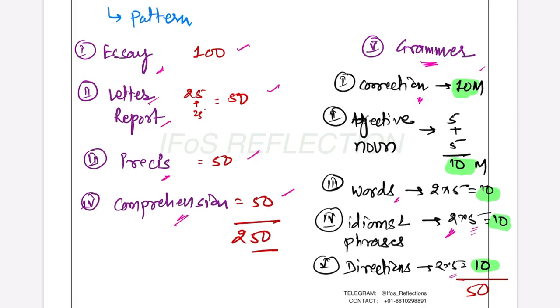As you may have seen, the grammar only comes for 50 marks, but the rest of the things come for 250 marks. However, what happens is that most of the candidates consider this as only a paper of grammar and only study grammar, and I think this leads to disaster.